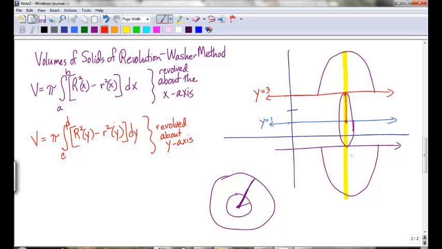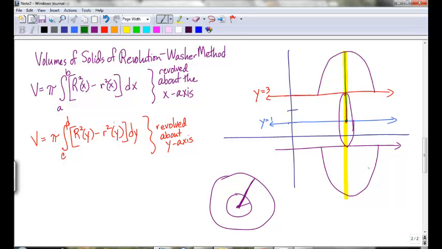What's controlling the outside radius? The outside radius would actually go from here to here. What's controlling that radius? It's that outside curve, but did it start at the x-axis? It actually started at 1, so I have to subtract 1. Okay, so here's what your formula is going to look like.